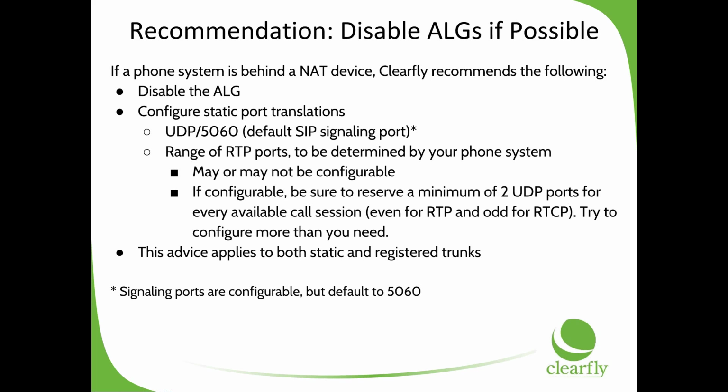For the most stable service, Clearfly strongly recommends that if a phone system is behind a NAT device and supports configuration of a public IP for NAT traversal, then the SIP ALG should be disabled if it exists, and the relevant port should be statically translated through the device. Specifically, this includes UDP 5060 for SIP signaling, unless you're using another port, and a range of RTP ports to be determined by your phone system vendor, and which may or may not be configurable. By disabling the ALG, you are taking another software stack out of the equation that could be making changes to your signaling packets. This minimizes the chance of problems down the line when router or firewall software is upgraded, or when configuration changes are made.